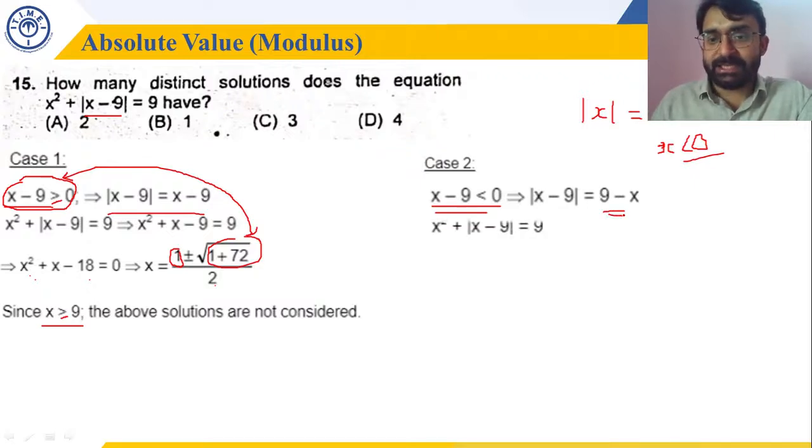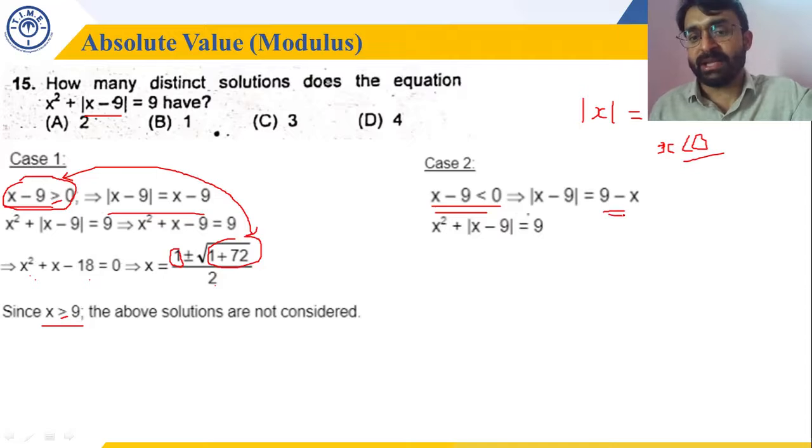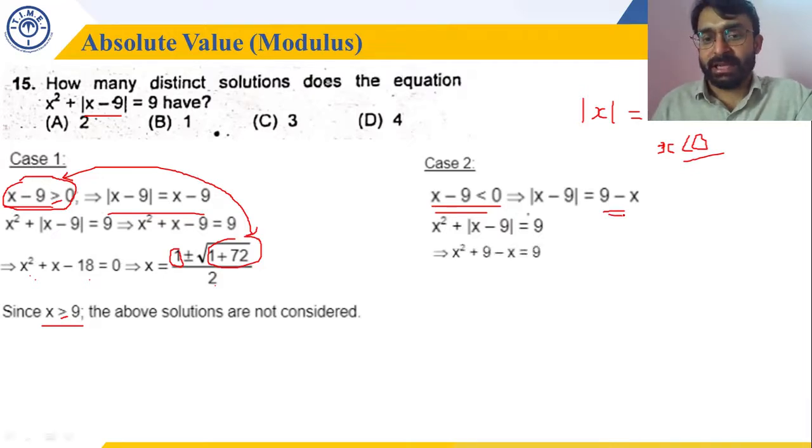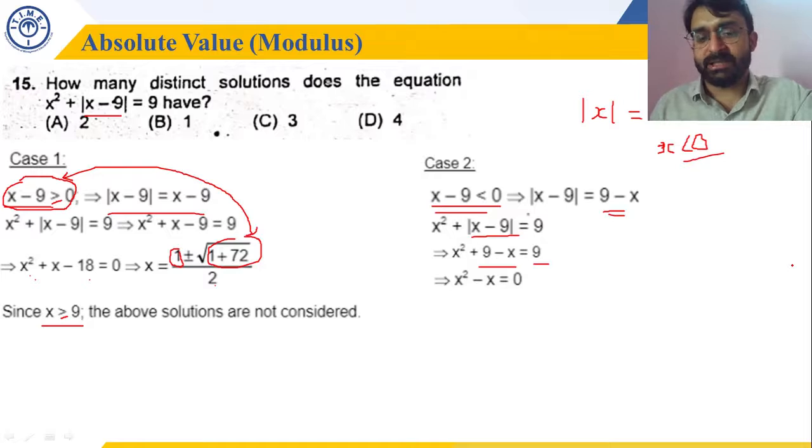Now in such a case, I'll rewrite my equation. x square plus x minus 9 is equal to 9 as x square, this is 9 minus x is equal to 9. 9 will get cancelled. x square minus x is equal to 0. So there are two values of x, 0 and 1. If I take x common, this will be x into x minus 1. x can be 0, x can be 1.